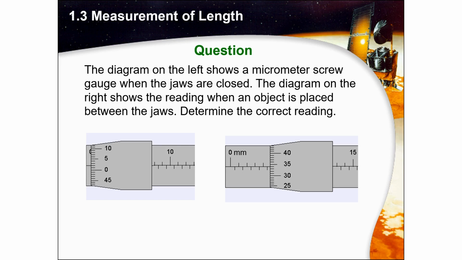Okay, let's see the right side. How many millimeter? 0 millimeter, 1, 2, 3, 4. Good, 4 millimeter. And then you can see that it has reached the 0.5, so you have 4.5. Then you count from the thimble: 30, 31, 32, 33, and 34 because it is below 35. So you have 4.5 millimeter plus 0.34 millimeter.